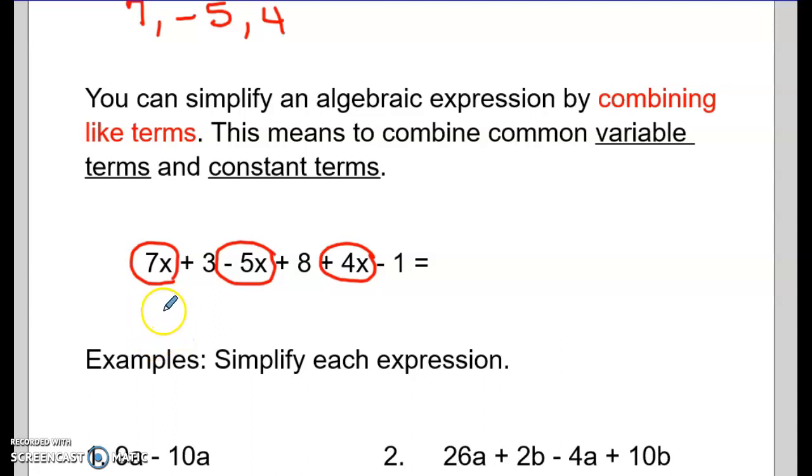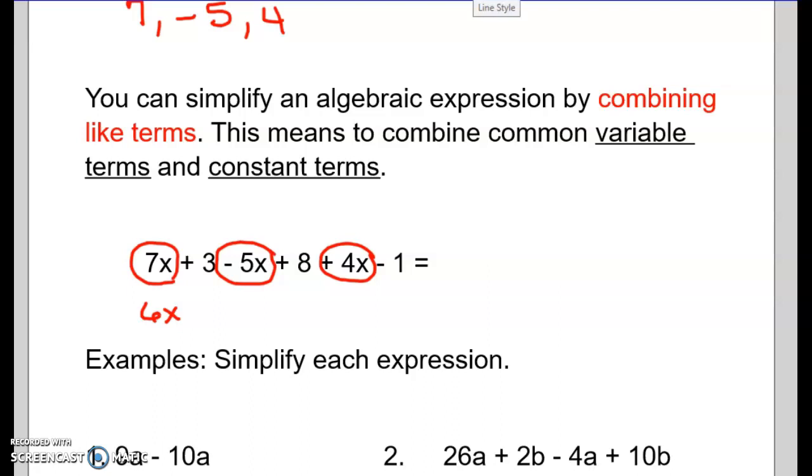So 7 minus 5 is 2. And then 2 plus 4 is 6. But since each of these terms has the letter x, or the variable x, we have to include the x. So 7x minus 5x plus 4x combine to equal 6x.